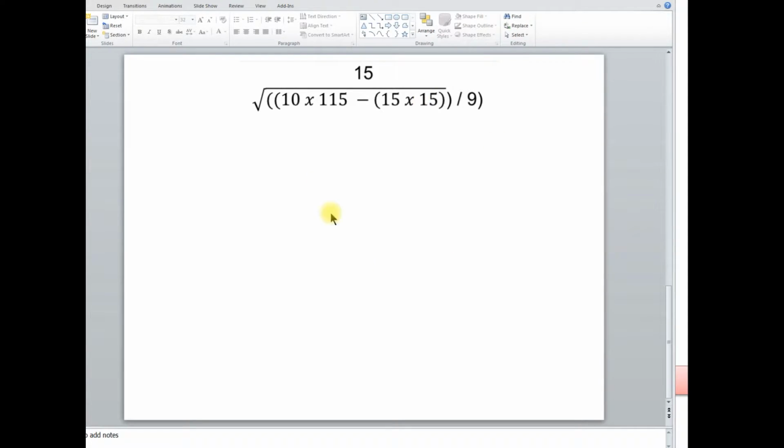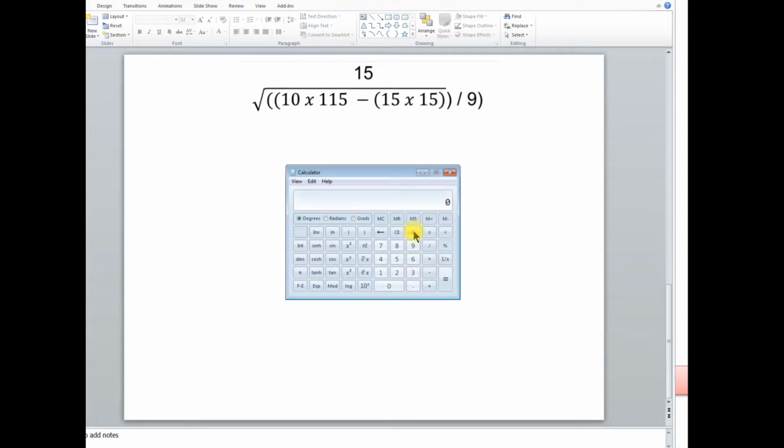Okay, so when we're calculating this, we need to break it up, otherwise it's going to be impossible to actually fit all this into a single calculation. So if we remember our BIDMAS, we start with the brackets, so we're going to calculate everything inside this bracket. So we're going to do 15 times 15, and then 10 times 115, and then the sum of that minus that. And then we'll divide it by 9.